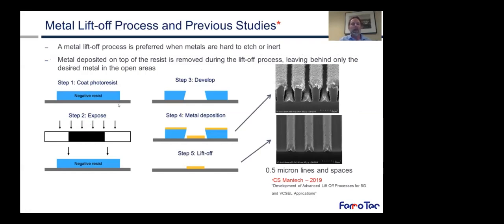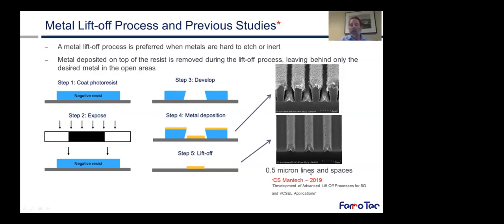So, the metal liftoff process is what is preferred when metals are hard to etch or inert. To carry out this process, we have the wafer, we coat it with a negative resist, we expose it, and we remove away the areas where we wish the metal to be deposited, and then we actually do our metal deposition. We deposit in the areas where we want the metal, and metal is also deposited across the remaining photoresist. The final step is to lift off the photoresist, remove the unwanted metal, leaving just the metal that's desired.